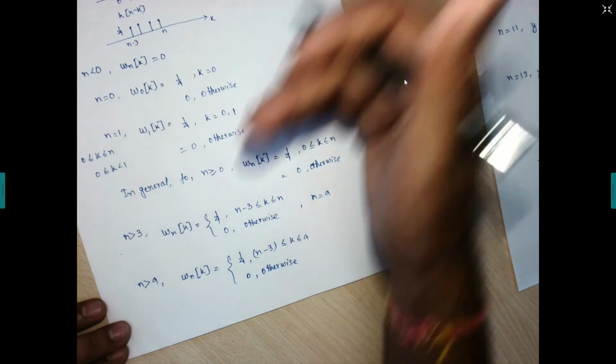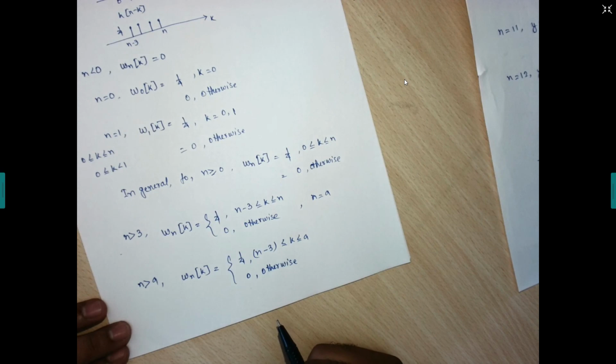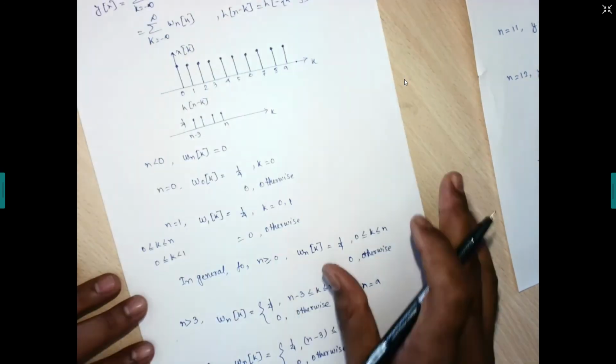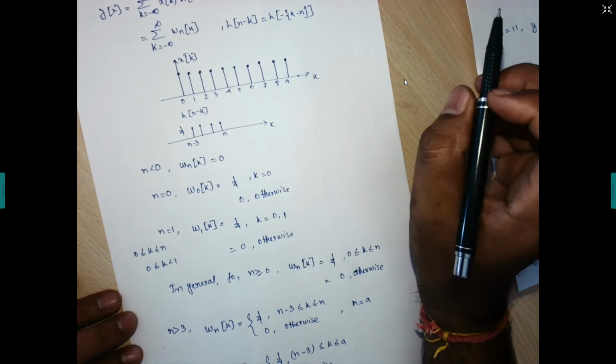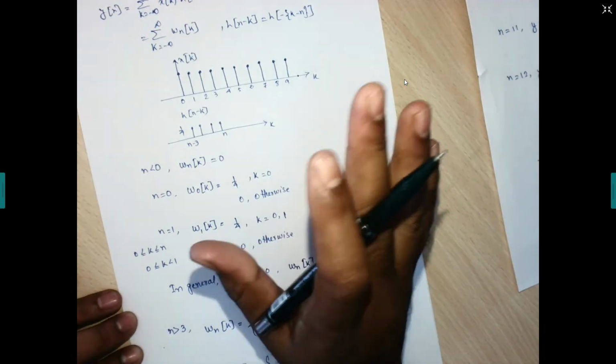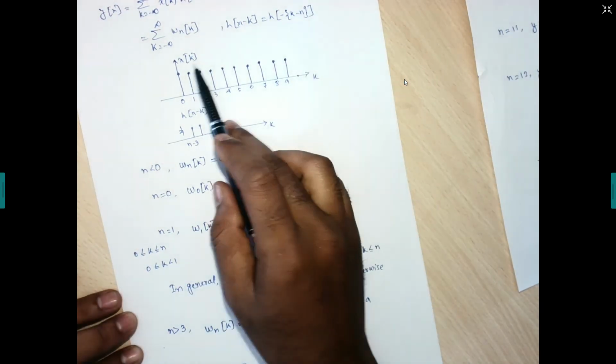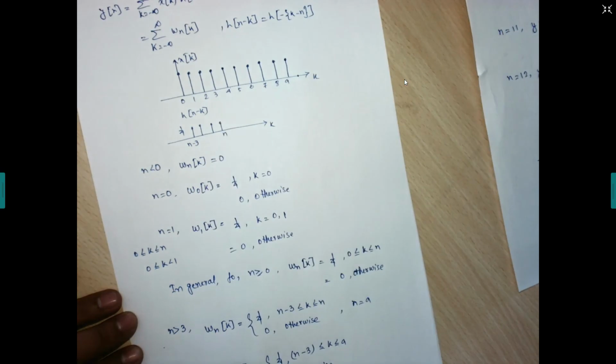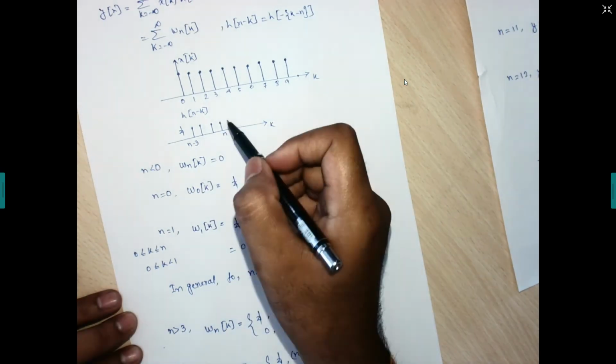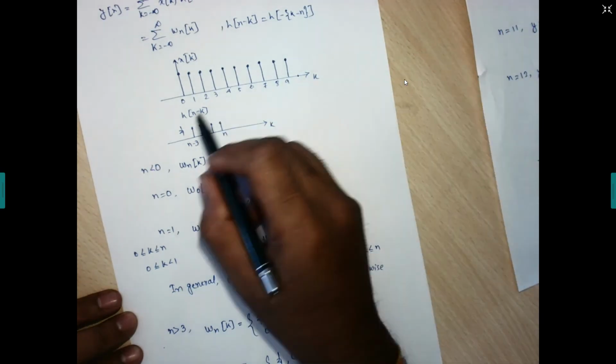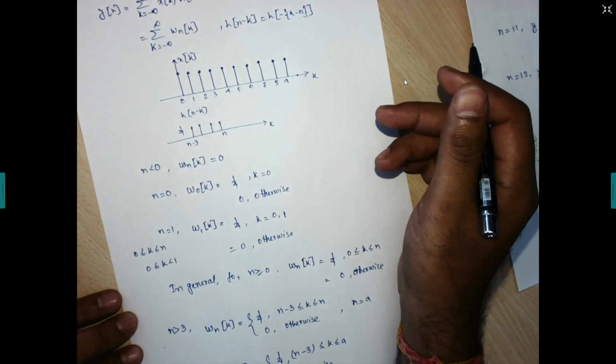After that, once we have taken all of them, we need to take the summation of them, right? Okay, this is clear up to this. We have represented our xn in terms of x of k. Then we have reflected and shifted this h of n minus k, right?